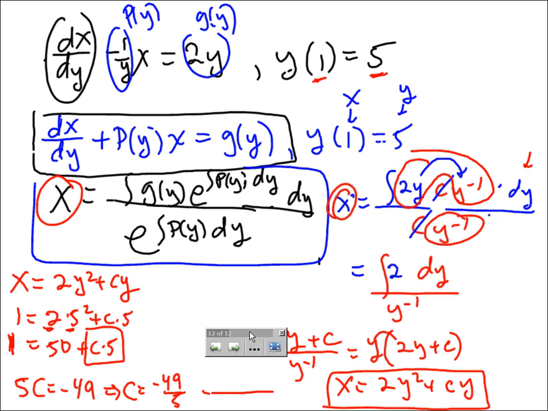So if I come here, instead of plus c, I'm allowed to put negative 49 over 5. So that is the exact answer. No constant. That's the exact answer.